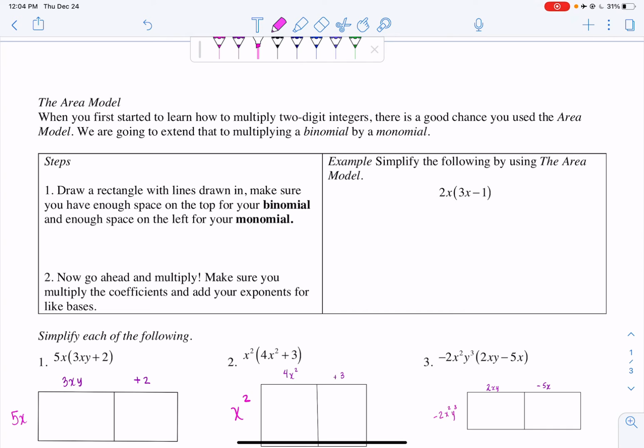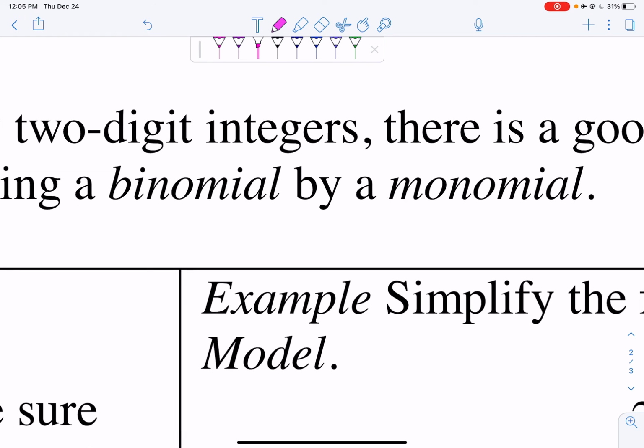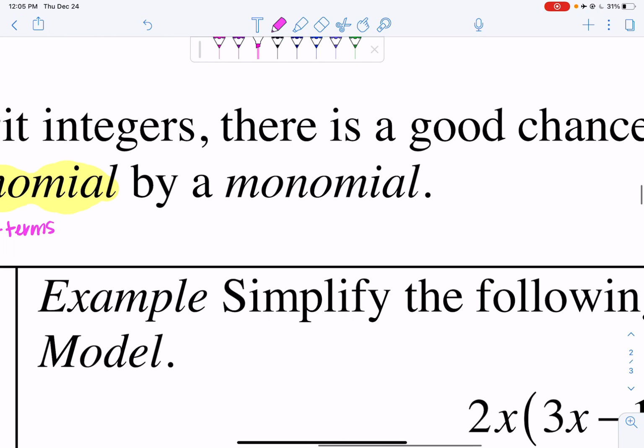So the area model. When you first start to learn how to multiply two-digit integers, there's a good chance that you use the area model. We're going to call it something special tomorrow, so if you're like, area model seems intimidating, we're going to show you something a little different. We're going to extend this to multiplying a binomial by a monomial. So remember, binomials are two-termed expressions, and we're going to be multiplying them by a one-term expression, or a monomial.